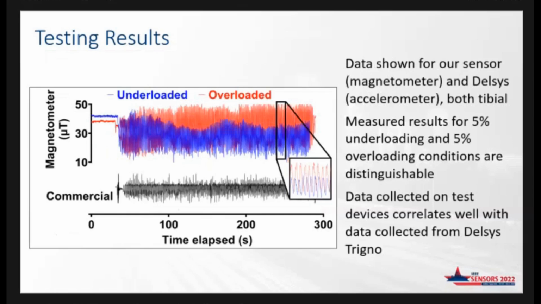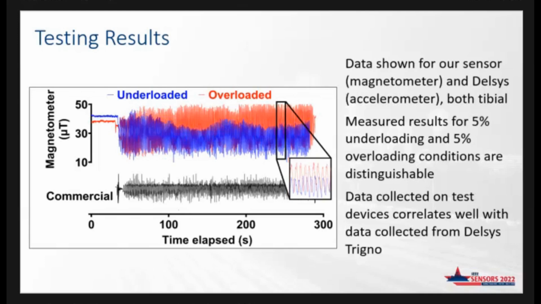First of all, individual step events can be pretty clearly discerned. So on top is our data, and on the bottom is commercial data taken from those COTS devices. We're able to see individual steps in each of these. In addition, there's a good time synchronization between these 2 signals.